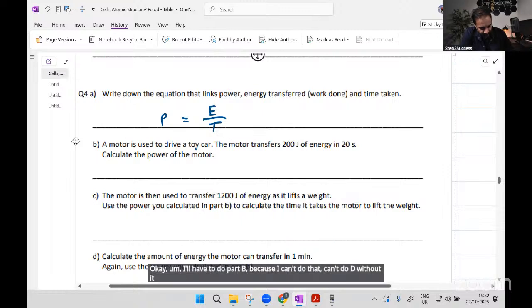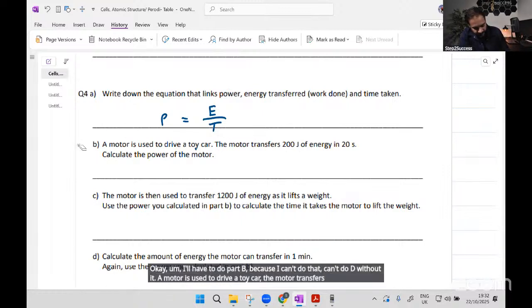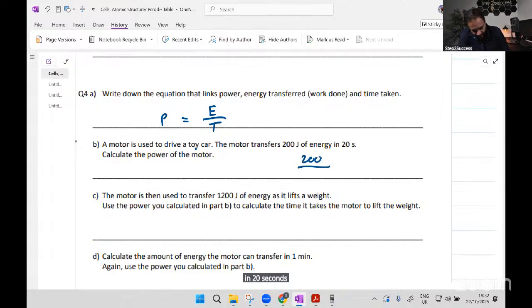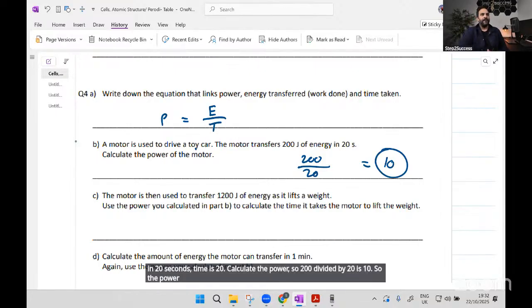A motor is used to drive a toy car. The motor transfers 200 joules of energy, so the energy is 200, in 20 seconds. Time is 20. Calculate the power. So 200 divided by 20 is 10. So the power we're going to have is 10 for that part B.